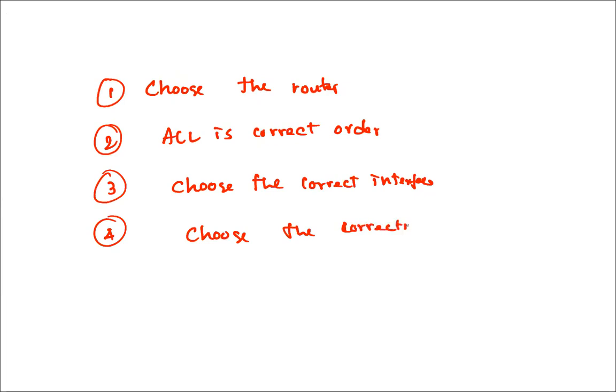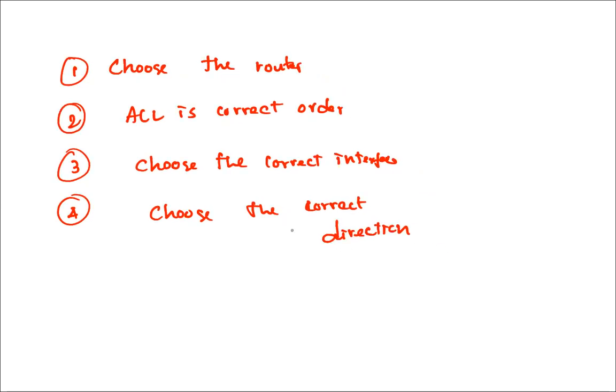If you make a mistake in any one of these 4 points, guys, your ACL is not going to work. What I mean by direction is inbound or outbound. If you choose the wrong router, it's completely wrong. If you choose the right router but the ACL is in the wrong order, it does not work. With the right order, but the wrong interface, it's not going to work. Even with the right interface, if you apply it in the wrong direction, that is also not going to work. So these are the important points you have to understand before you deal with ACL.